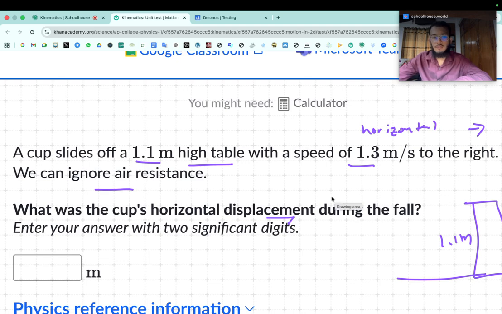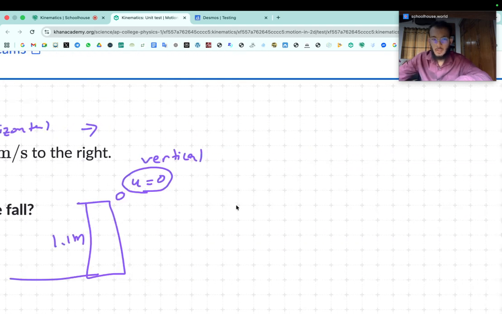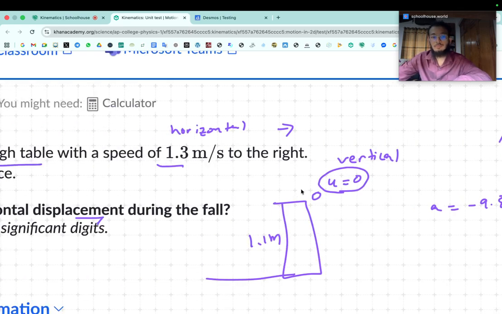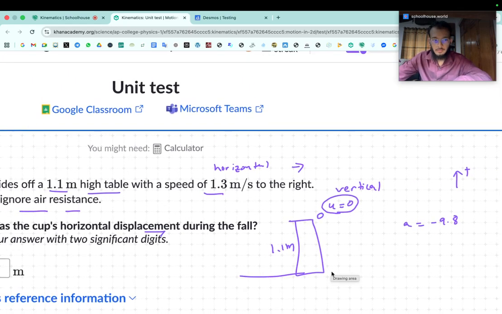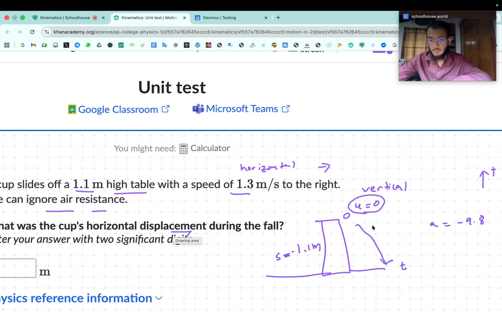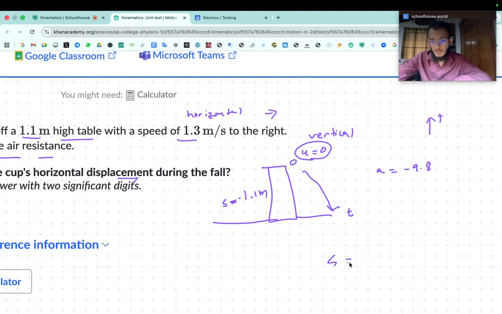All right, so air resistance is negligible. Vertically, we have a equals negative 9.8, assuming upward is positive. Now, we know that S is equal to negative 1.1, and if we can find the time it takes to reach the ground, we can use the time to calculate the horizontal displacement later. So S equals UT plus half AT squared. U equals 0.